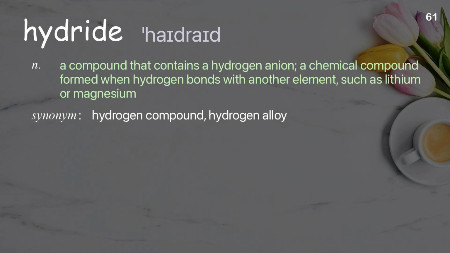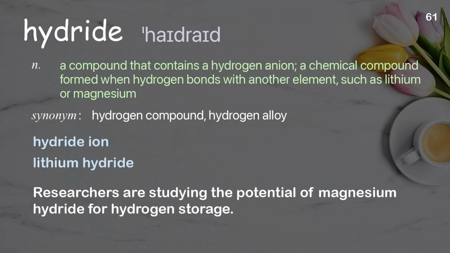Hydride. A compound that contains a hydrogen anion, a chemical compound formed when hydrogen bonds with another element, such as lithium or magnesium. Examples: Hydride ion. Lithium hydride. Researchers are studying the potential of magnesium hydride for hydrogen storage.